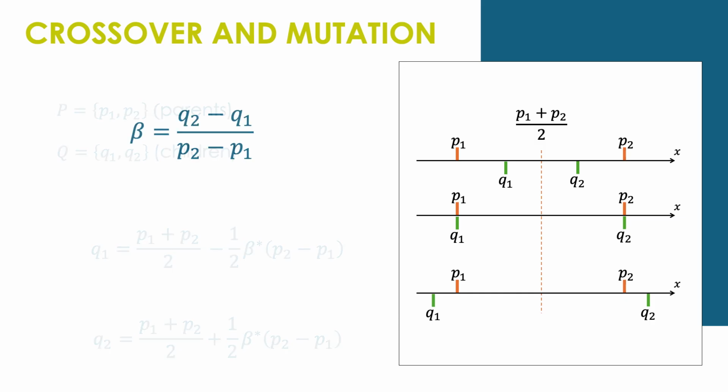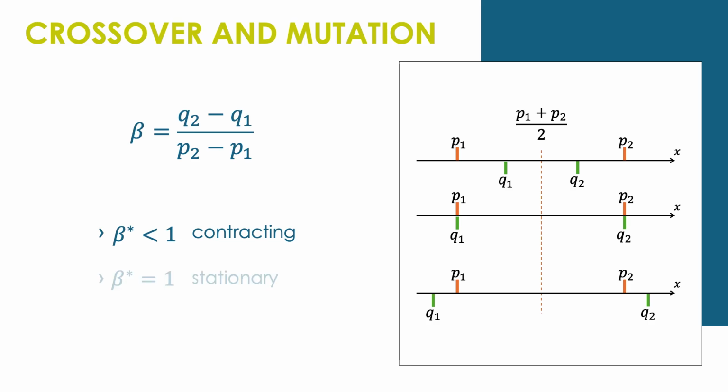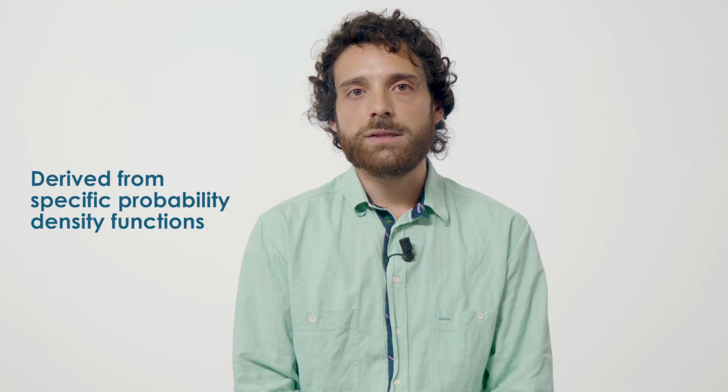The key element is beta, which is the ratio between the parents and the children's x values spread. When beta is lower than 1, the spread is reduced, and the crossover is said to be contracting. If beta is equal to 1, the crossover is said to be stationary. When beta is larger than 1, the crossover is said to be expanding. The value for beta star in the equations is derived from specific probability density functions.